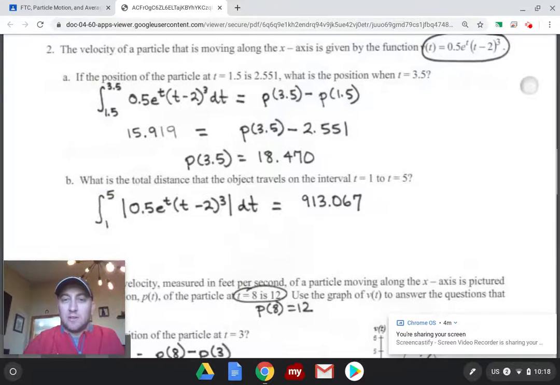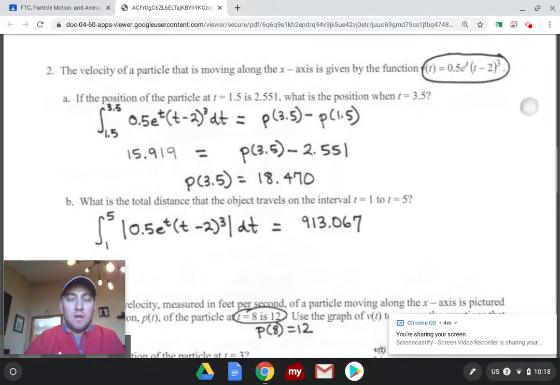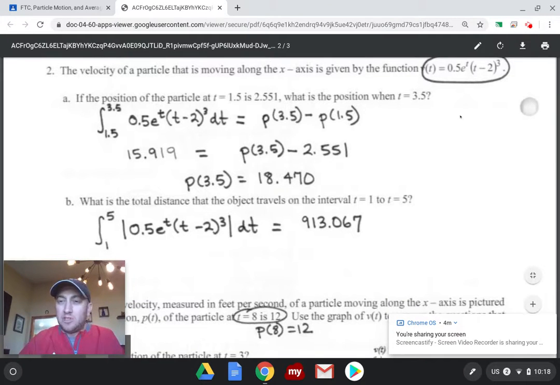Here on the next page, look, this is pretty much the same problem as before. The biggest change with this one is that this velocity function right here, when you go to try to find the antiderivative of that, we do not have a way through calc means to find the antiderivative of this.